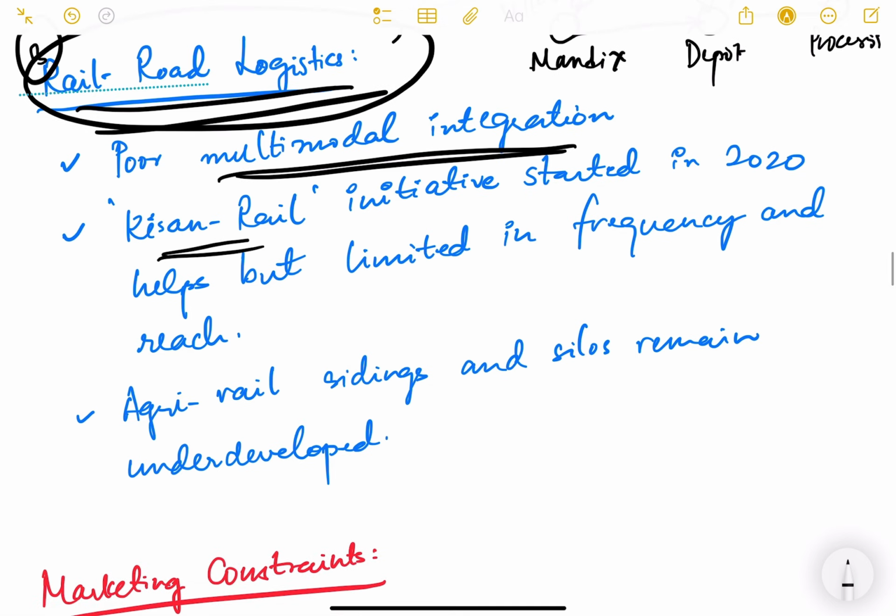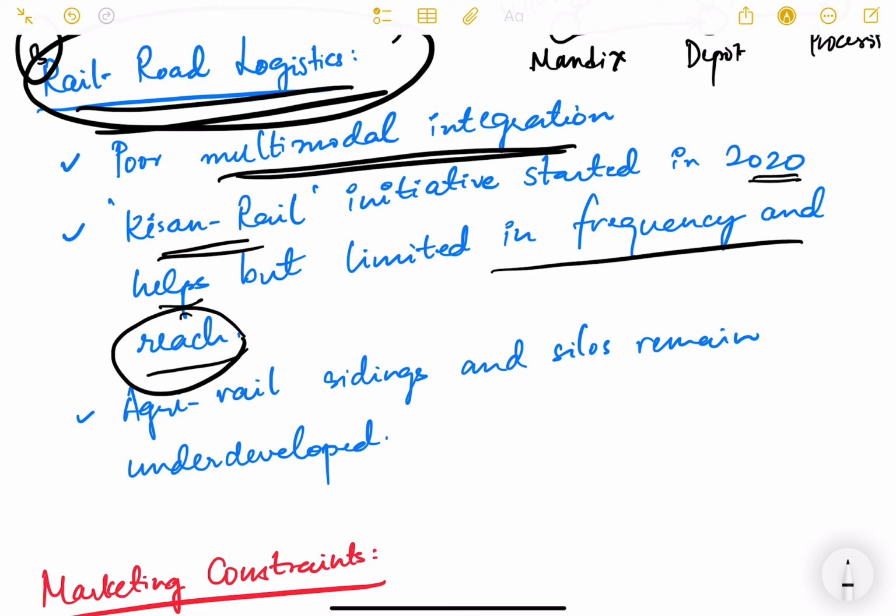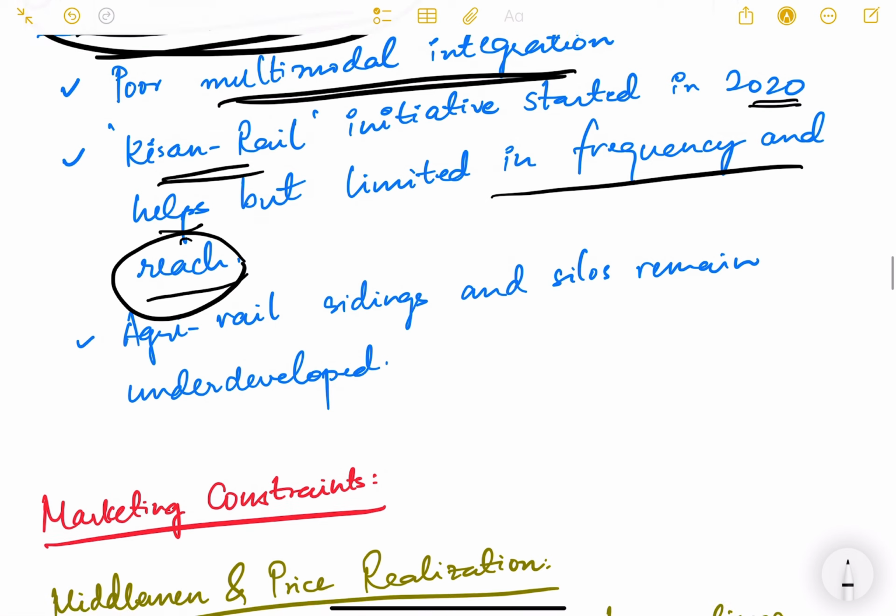Then the Kisan Rail initiative started in 2020. It helped but limited in frequency and reach. So there were special railways run by the railway ministry, but again very limited reach. And agri rail sidings and silos remain underdeveloped.